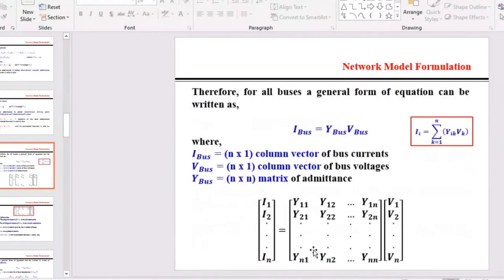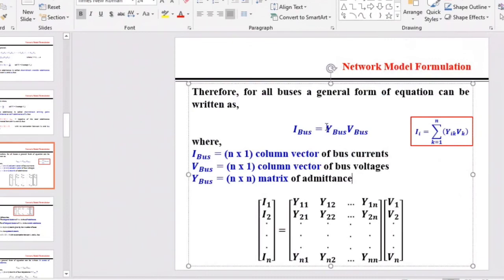So when we do the network model formulation, what we try to do first of all is find the admittance bus matrix. It's a matrix because it has n number of buses. From n number of buses we will get n number of currents, we will get n number of voltages, and we will get an n times n matrix. So if we have 5 buses, 5 times 5. If it is a 3 bus system, 3 times 3. And how will the matrix look? The matrix will look like this.